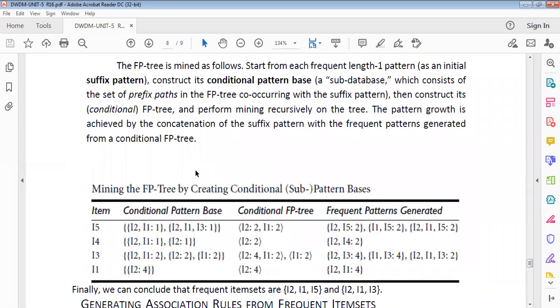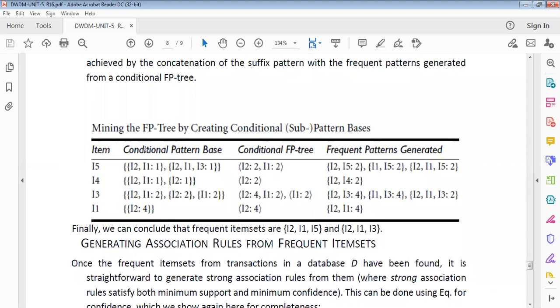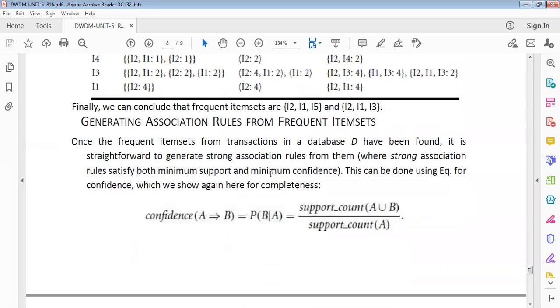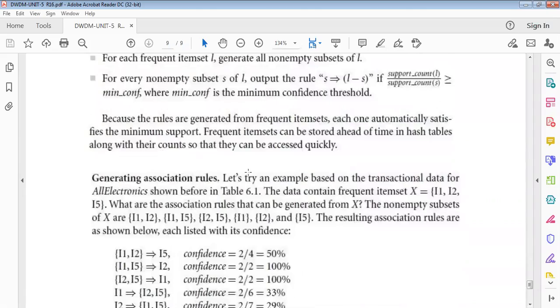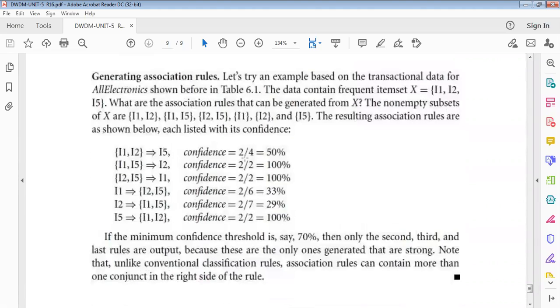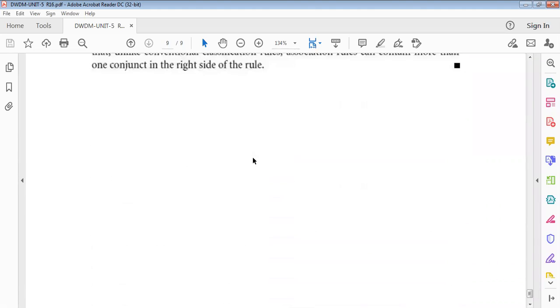So finally you can represent the algorithm, the conditional pattern basis. This is the conditional FP tree you have to generate, and the frequent patterns you have to generate using FP growth. For confidence, you can apply the formula: support count of A union B divided by support count of A. That is the way to find the confidence in FP growth, and the confidence is 50%, 100%. These are the two algorithms you have to use in association analysis.